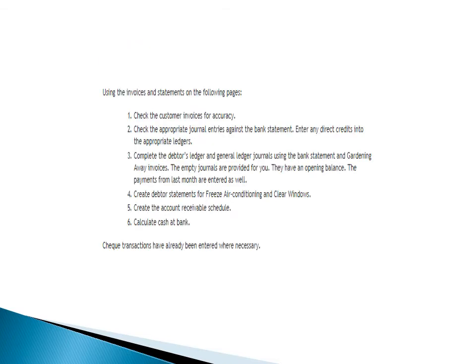So you have got 6 tasks that you've got to complete using the invoices and the bank statement. On the next page, we're going to look at task 2, which is looking at the bank statement of Gardening Away. So let's have a look at that now.